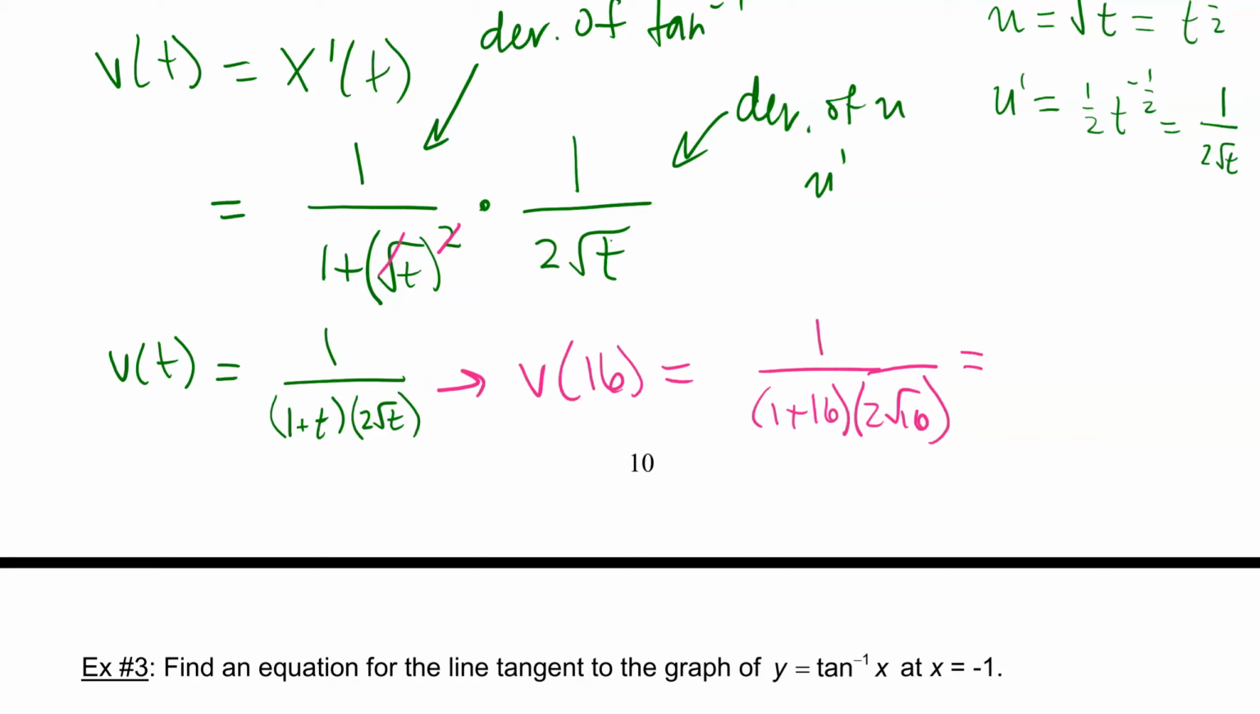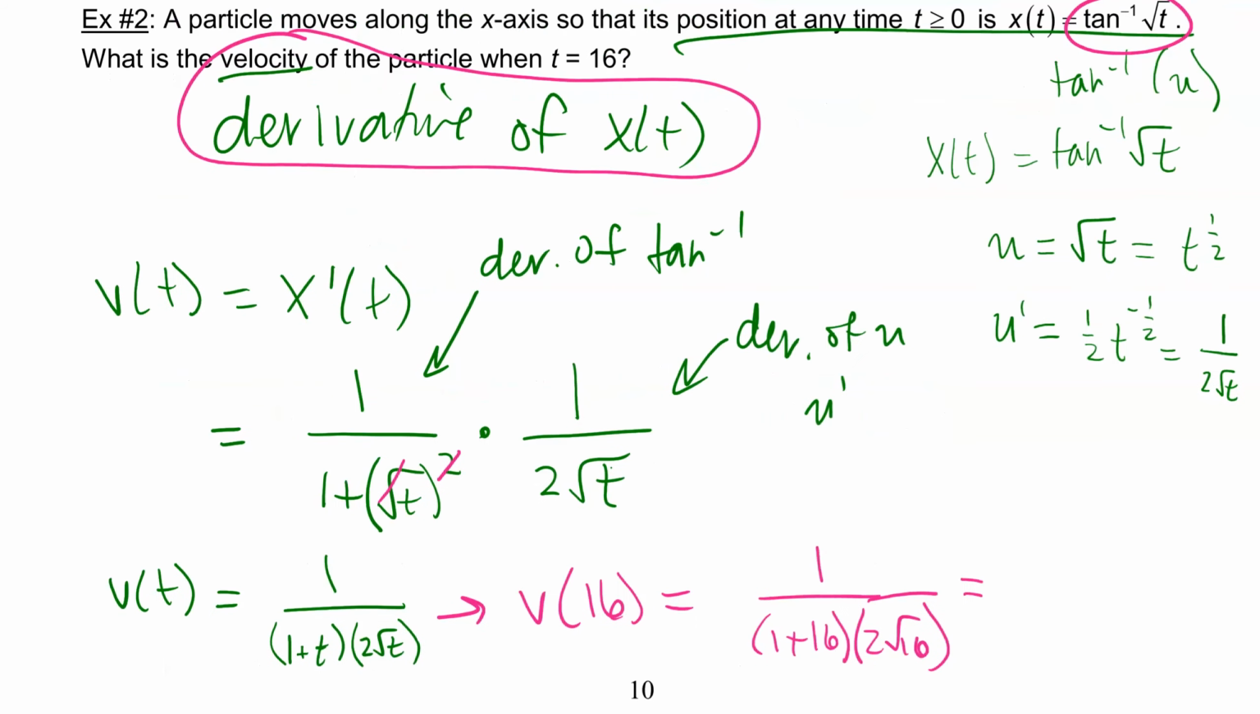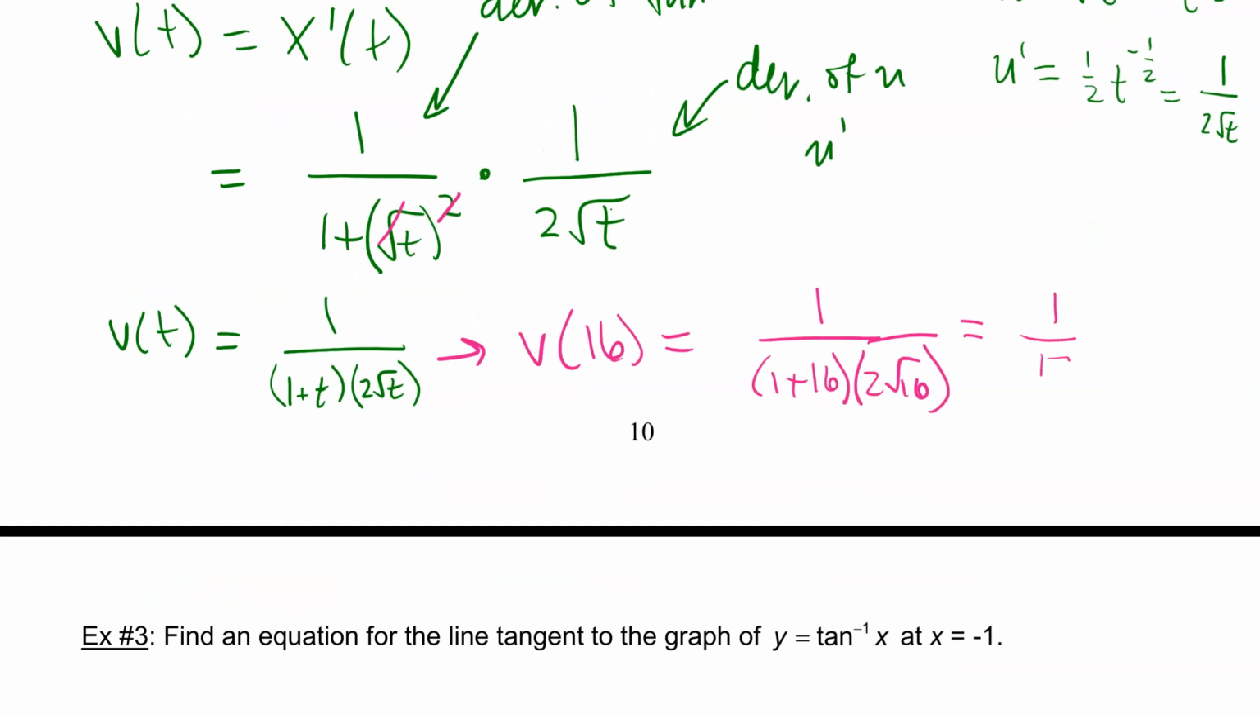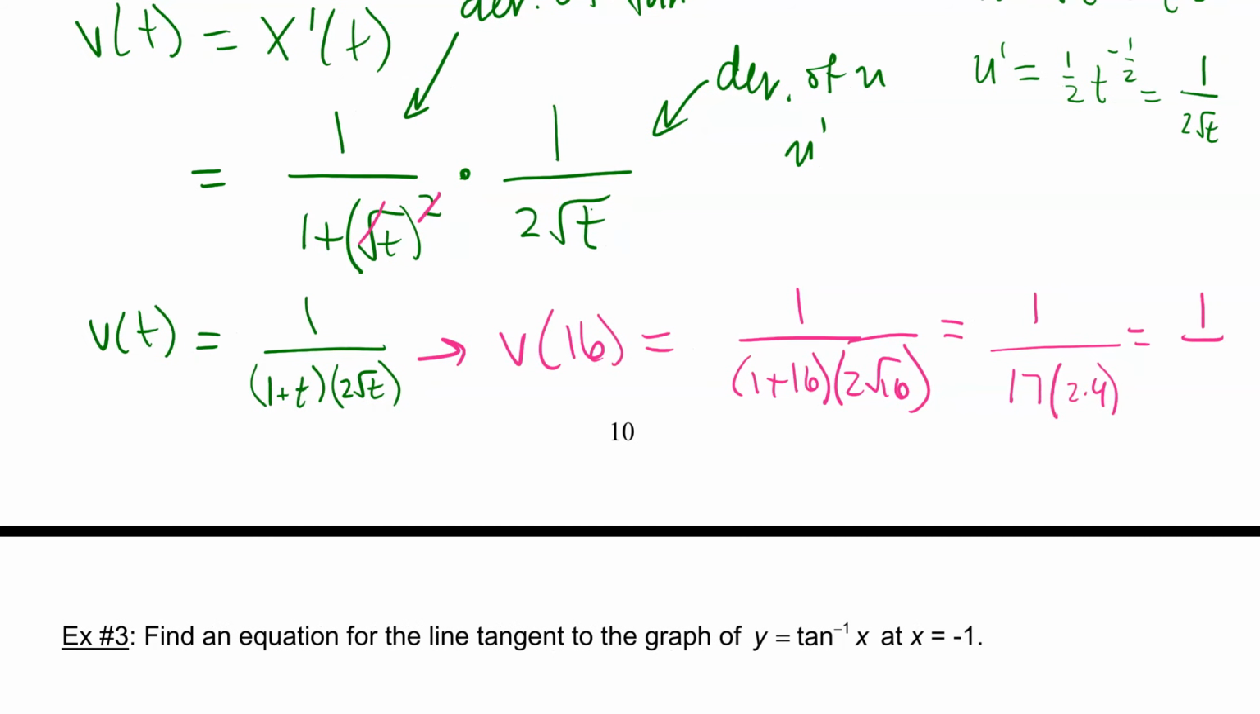So now you're just plugging in 16. Yep, because I want the velocity at 16 seconds. So this is 1 over 17 times 2 times 4, so 17 times 8. 136. 1 over 136. Damn, we crushed it. That's really slow.